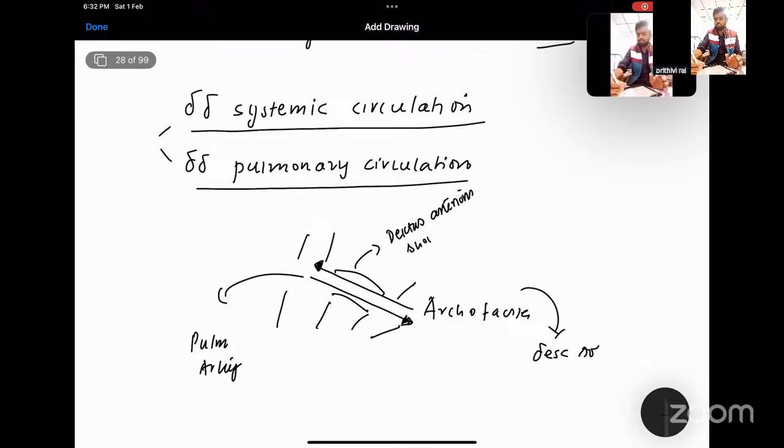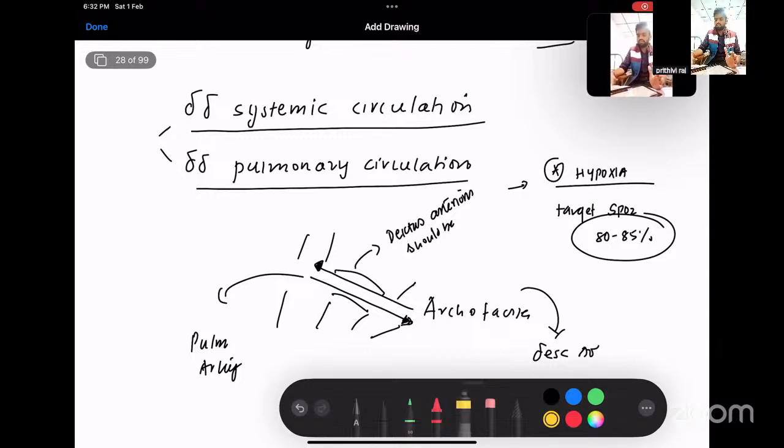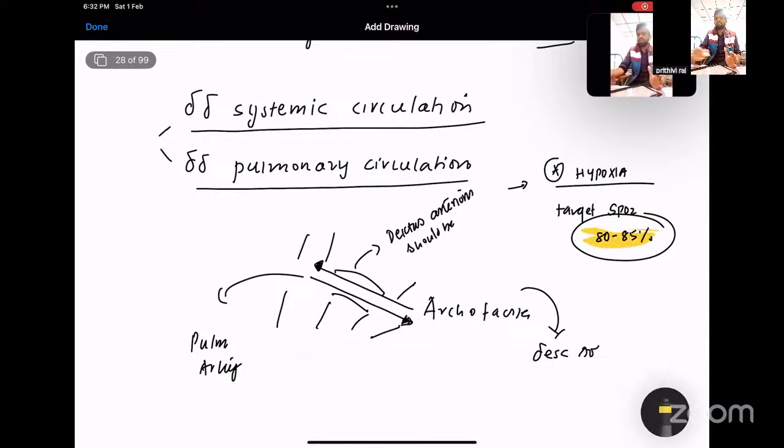It should be patent. The patency is mainly maintained because of hypoxia. That's the reason. In any case of duct-dependent circulation, whether systemic or pulmonary, the targeted SpO2 will be 80 to 85%, not more than 85%. This is the target, and it is for a practical purpose. We should not go and make the saturation more than 92 to 94%. We do this because we don't know the actual logic behind keeping this saturation.